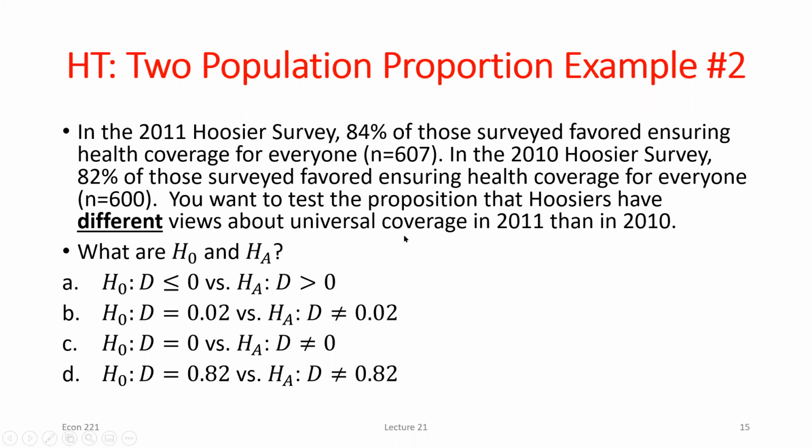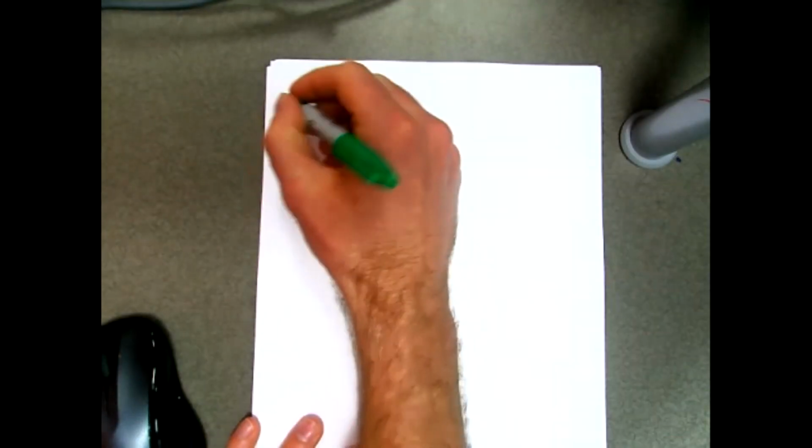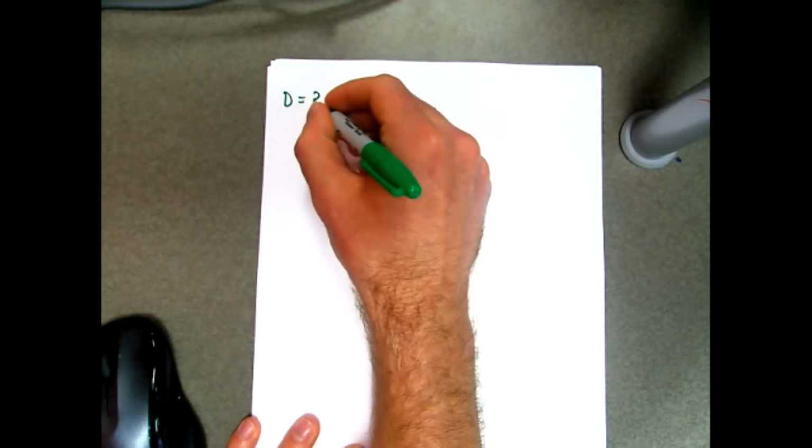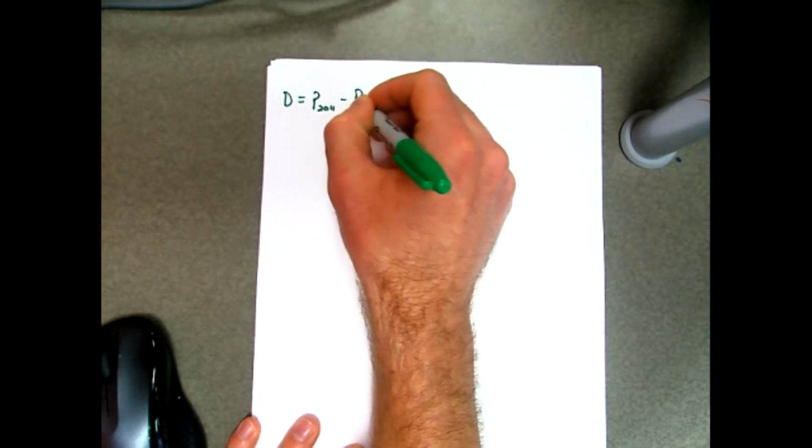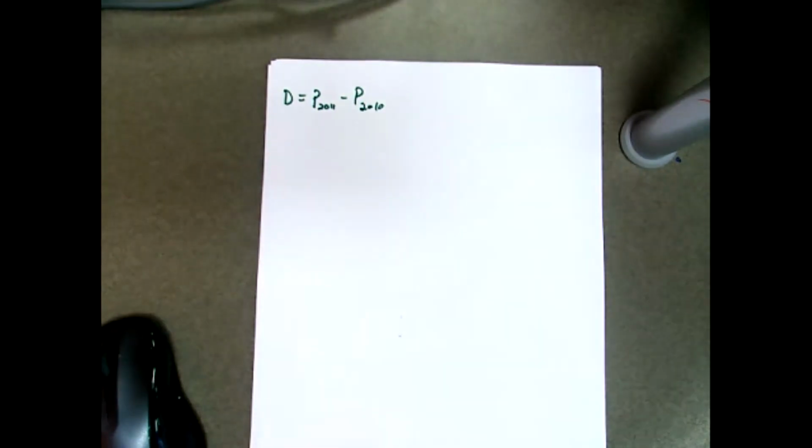Okay? So to start out with, let's just identify the null term from this problem. It's the same problem that we built the confidence interval for, and I'll try to make the connection between our hypothesis test result and what we have for the confidence interval. So we had 2011, 2010, and we want to test whether or not Hoosiers have different views about universal healthcare coverage in those 2 time periods. We said that we're always going to set this up as the difference being the newer time period minus the older time period.